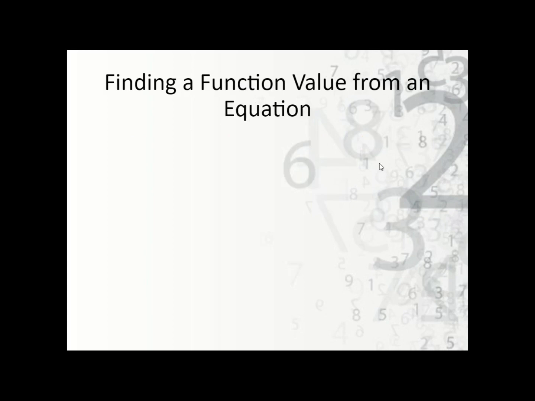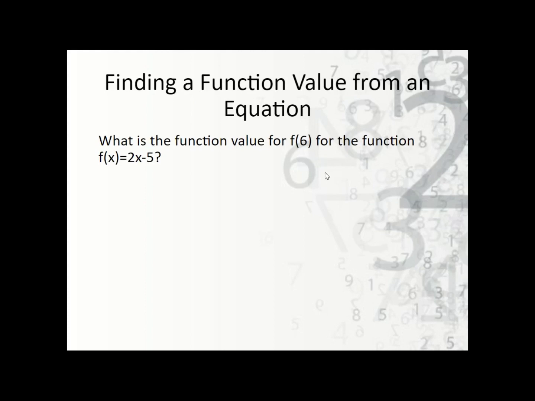Now, how do we find a function value from an actual equation? It says, what is the function value for f(6) for the function f(x) = 2x - 5? We're going to take f(x) = 2x - 5, and plug 6 in for x. So it goes here and here. f(6) is equal to 2 times 6 minus 5. Well, 2 times 6 is 12. 12 minus 5 is 7. So the function value for f(6) is 7.